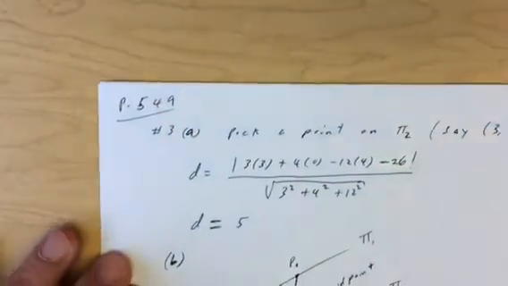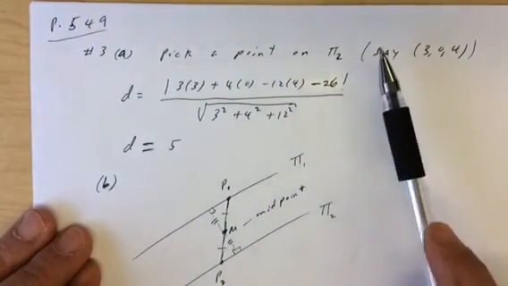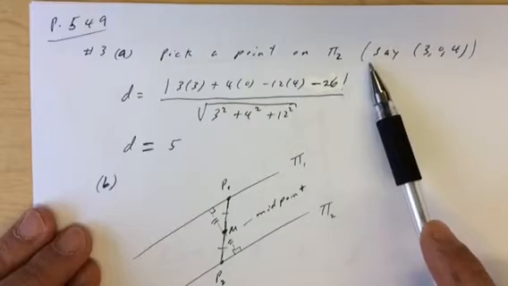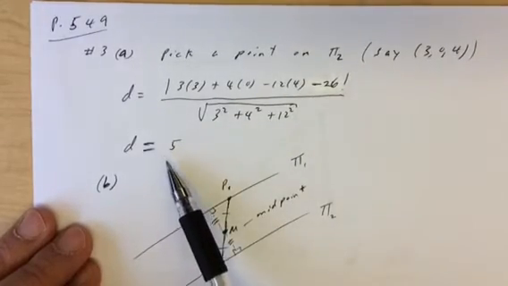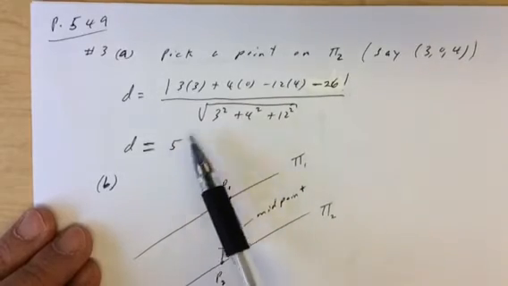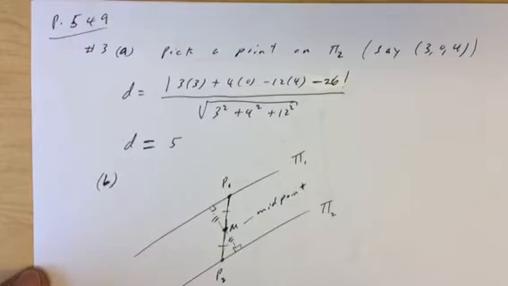Okay. Another question is page 549, number 3, A and B. So for 3A, not so hard, distance from a point to a plane, so two parallel planes. Pick a point on one of them, so plane 2, and find the distance to the other one. It's 5 units.